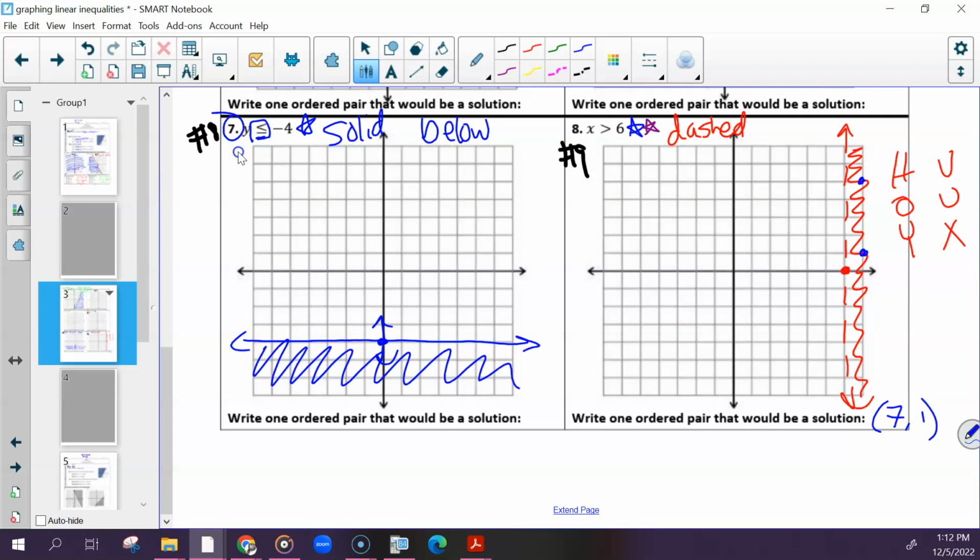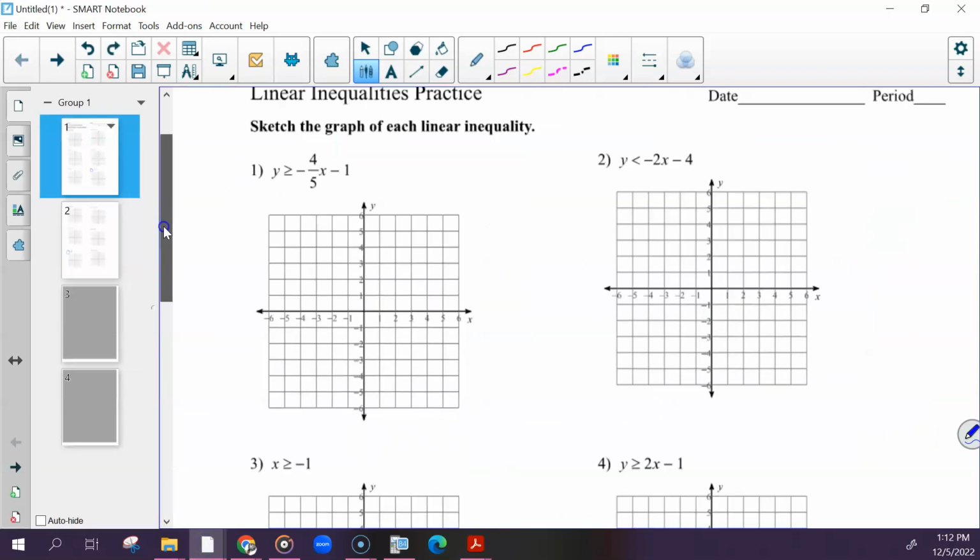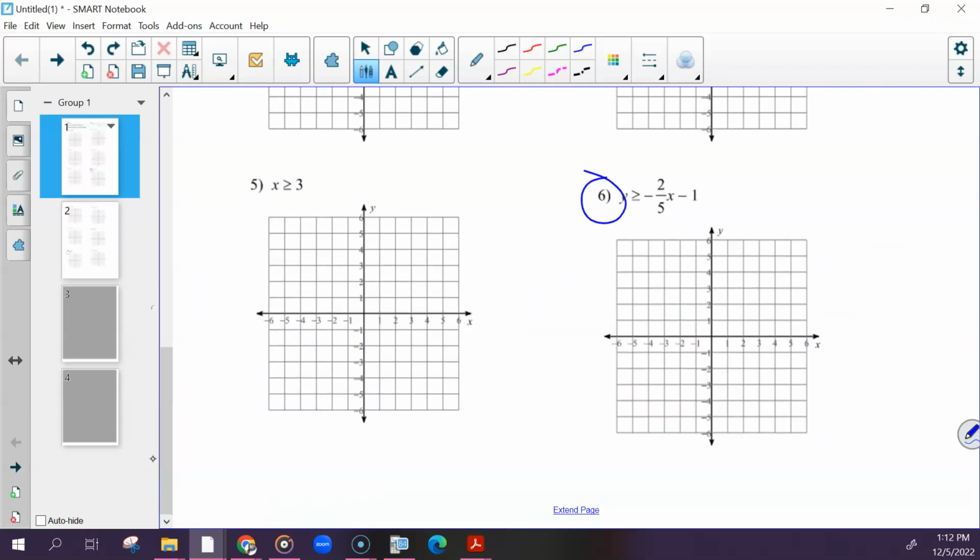Great. To the very last page, we'll do 6, and then 11, and then move on. For number 6, the y-intercept is -1, so start there. Slope is -2/5, so go up 2 to the left 5, down 2 to the right 5. Would this be dashed or solid? Solid, because it's equal to.